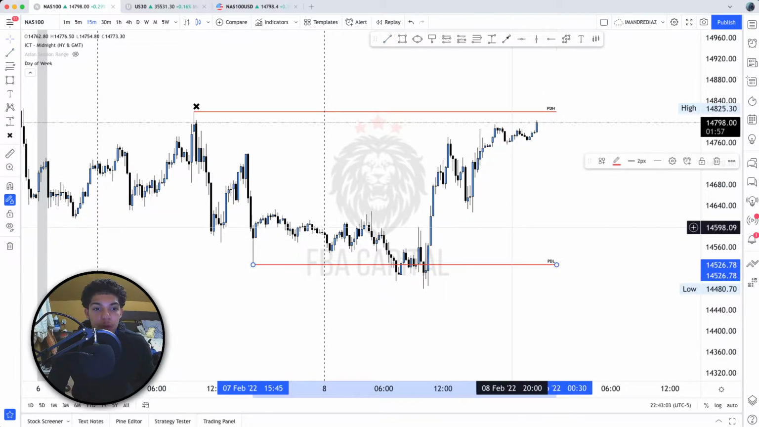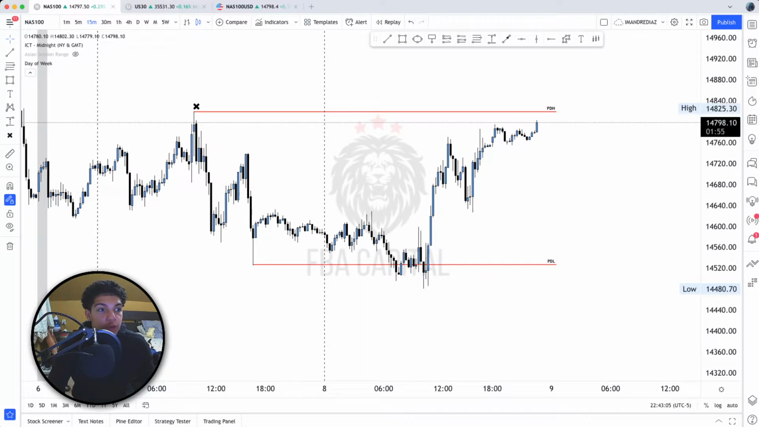This previous day's low got taken through. Pay attention to that. That's what I want you guys to keep your eyes on, what happened here. After clearing this previous day's low, look what happened in price.